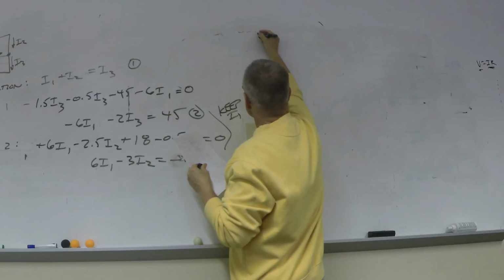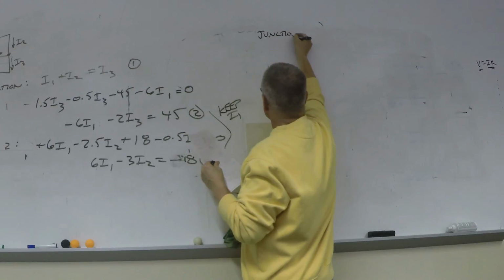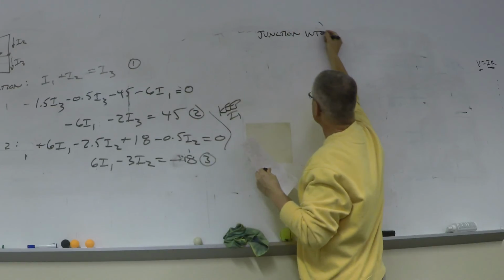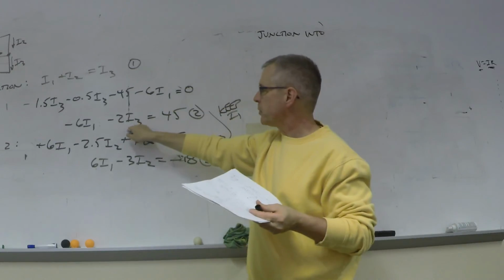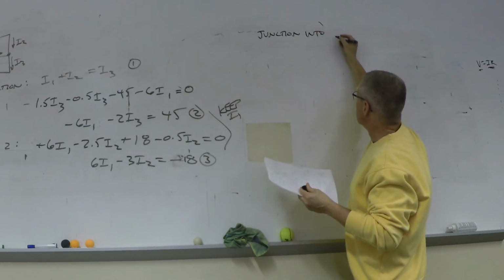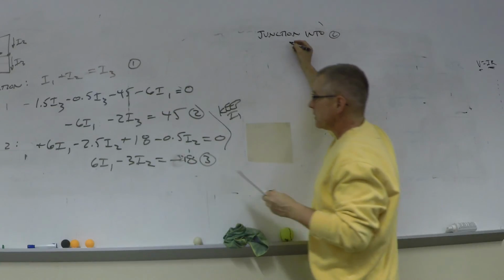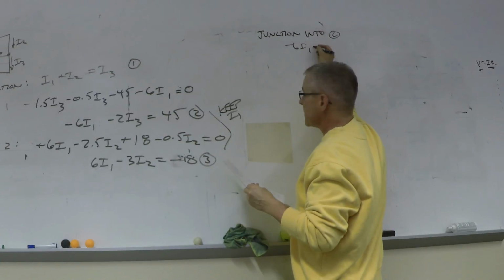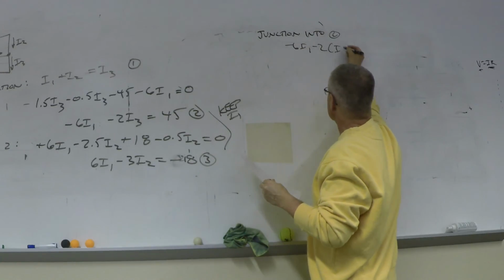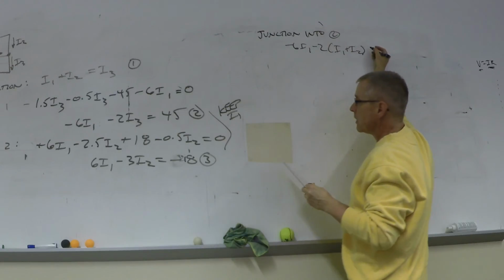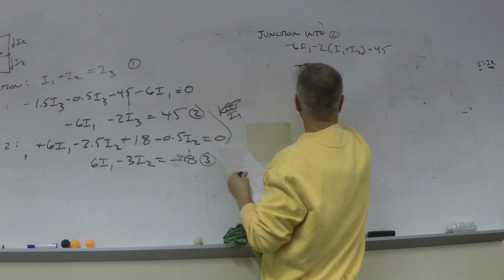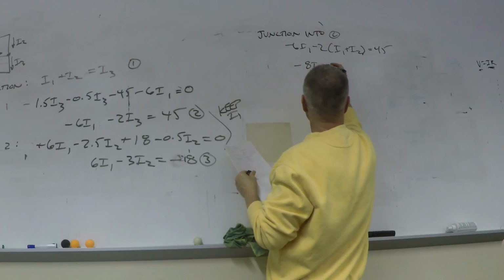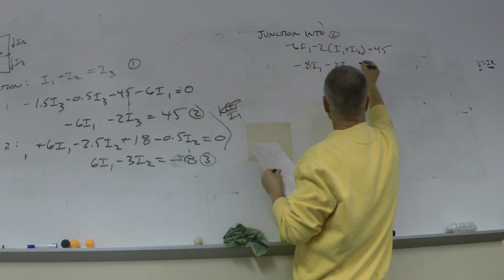So I'm going to use my junction equation, put that into one of the other two. Right now it's set up to get rid of the I3 pretty easily, so I'm going to put that into my second equation. So it's minus 6 I1s minus 2 I1 plus I2s is equal to 45. Simplify that a little bit, so altogether I've got minus 8 I1s minus 2 I2s.